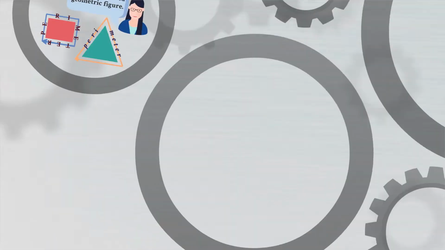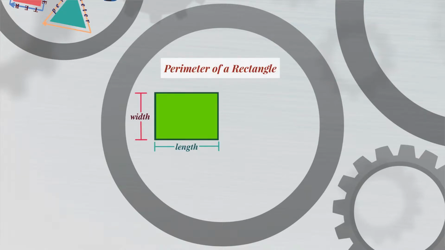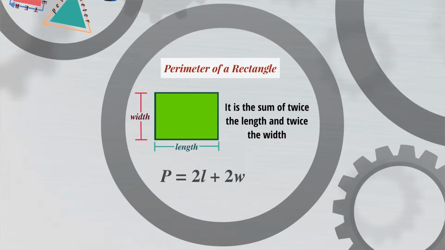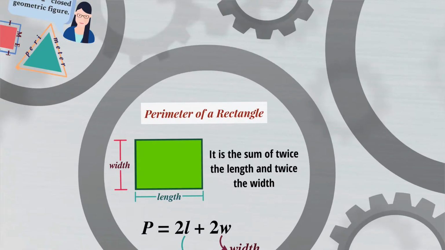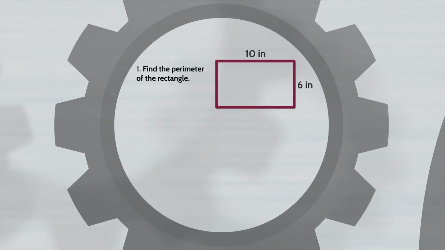We have different geometric figures, so there are also different ways of solving for the perimeter depending on what figure we are talking about. The perimeter of a rectangle is the sum of twice the length and twice the width. The formula is P = 2L + 2W, where L is the length and W is the width. Now let's try finding the perimeter of this rectangle.